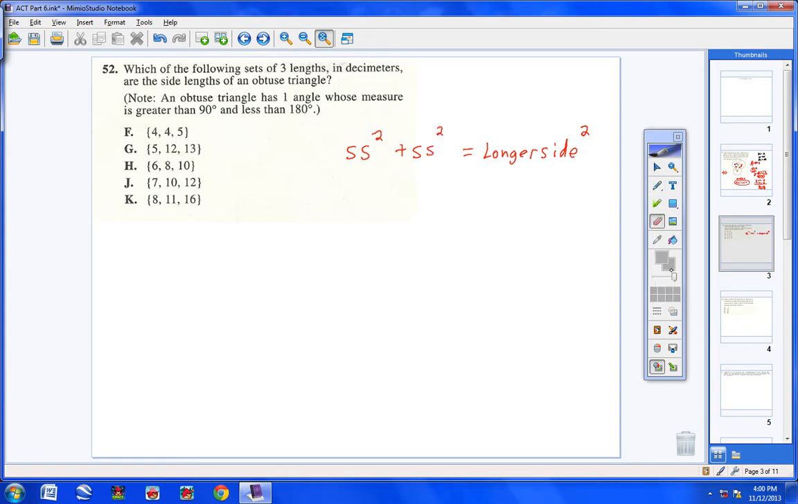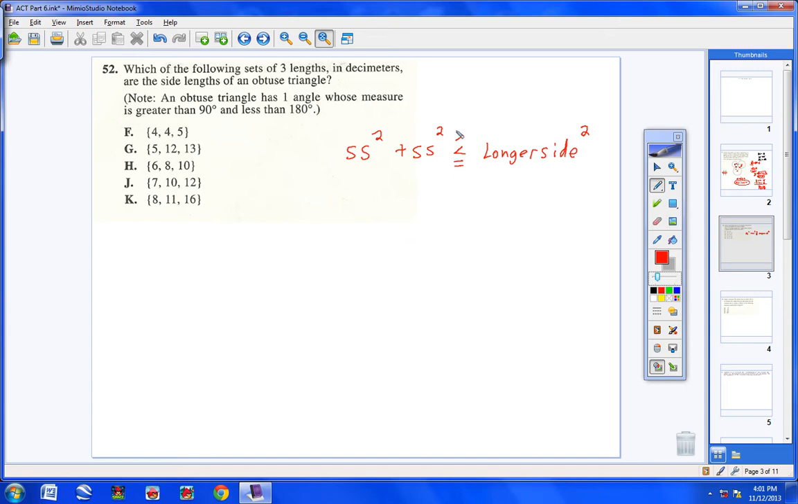Now, one thing I shouldn't have done is I should not have put an equal sign. Let me erase that. Now let's review. You should have learned this in geometry. Whenever you're given 3 possible lengths of a triangle, you can always take the 2 shorter sides, square them and add them together, and then compare that to the longer side squared, and you're either going to get out the left side will be greater than the right side, or the left side will be smaller than the right side, or the left side will be equal to the right side.